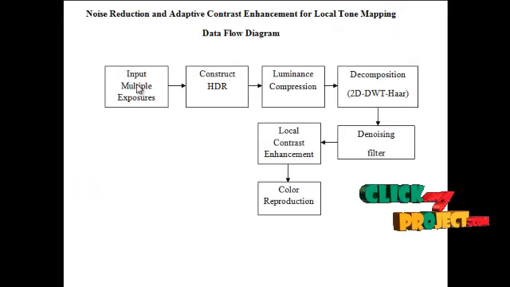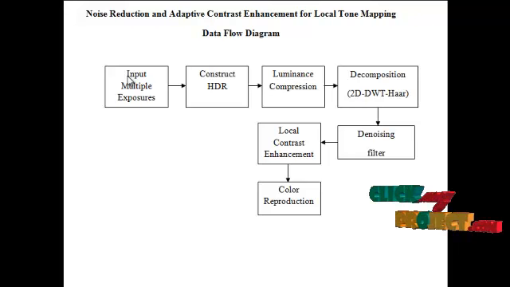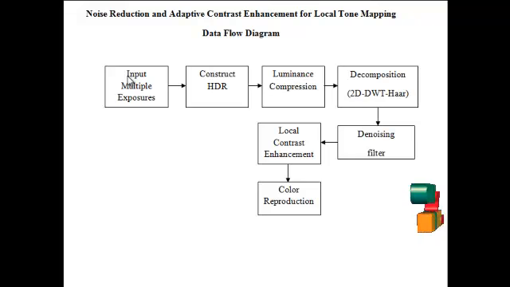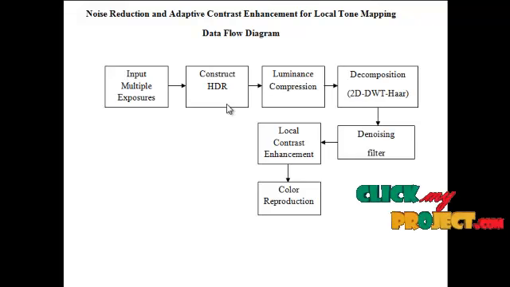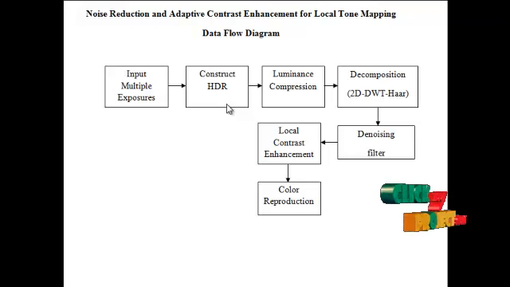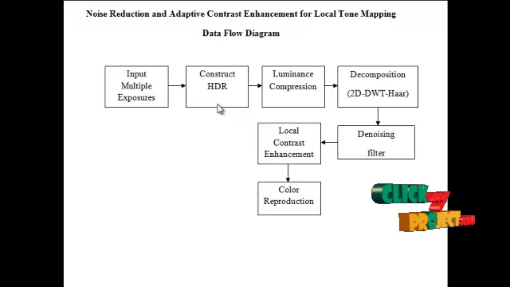Regarding the DFD, you have to consider multiple exposures as input, that is, you have to feed frames which have multiple exposures. With that, you have to construct an HDR sequence. This HDR sequence will hold high dynamic range frame values that cannot be viewed on low dynamic range devices. Such an HDR image must be subjected to luminance compression.